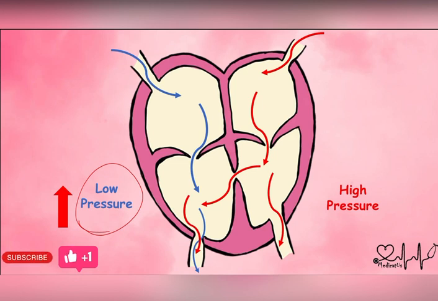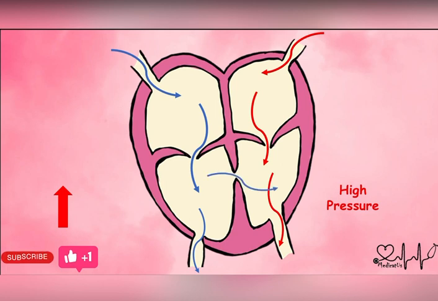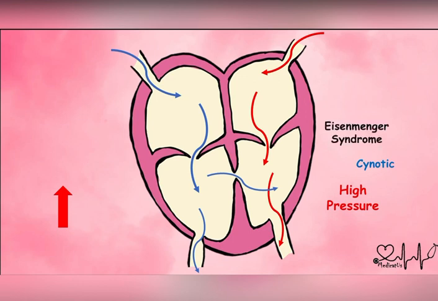Because of this, there will be a reversal of shunt. That means the blood will now start flowing from the right ventricle to the left ventricle, because now the blood pressure on the left side of the heart is comparatively low. When this happens, it becomes cyanotic. This situation, when there is reversal of shunt, is called Eisenmenger syndrome.